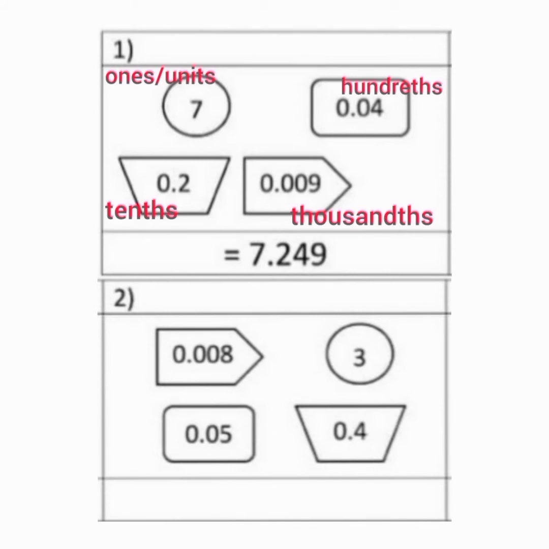I've gone ahead and labeled what each shape stands for regarding place value. For number 1, the 7 in the circle will represent the ones or units place. The trapezoid has 2 tenths to represent the tenths place. The rectangular type shape has 4 hundredths to represent the hundredths place. And the thousandths place is represented by the irregular pentagon and has 9 thousandths in it, giving the answer 7 and 249 thousandths. Please use number 1 as a reference as we go through problems number 2, 3, and 4.